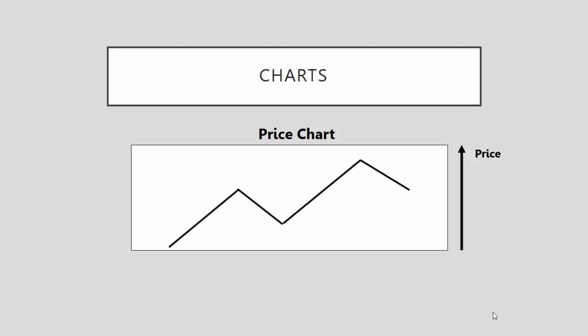The horizontal axis is for time, and as we go forward from left to right, time is going forward. So this chart can show us the relation between time and price.